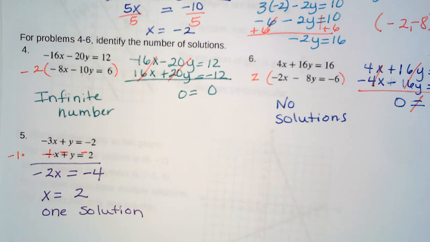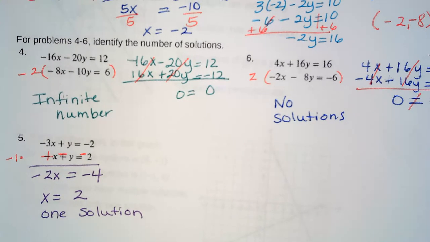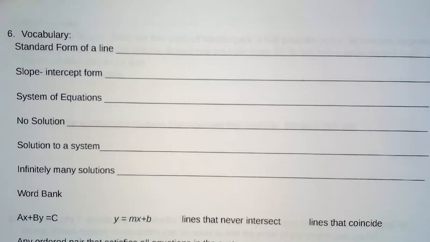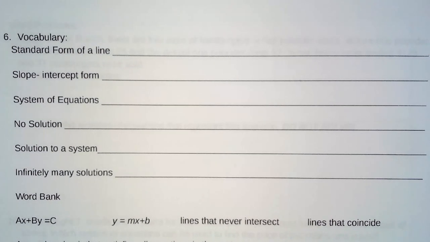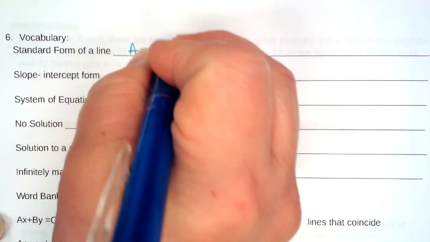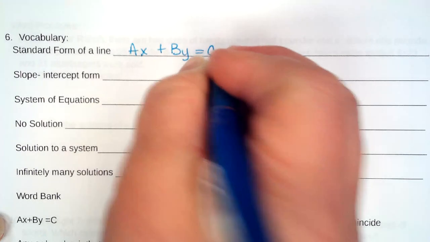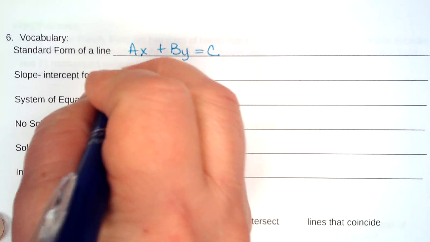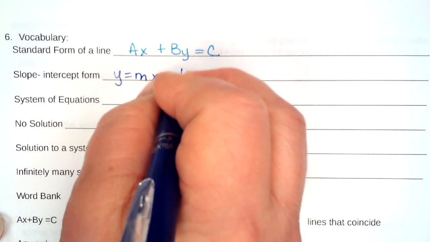You will have to identify which system of equations has an infinite number, no solution, or only one solution. So you've got vocabulary and you've got the word bank. Standard form of a line is ax plus by equals c. Slope-intercept form of a line is y equals mx plus b.